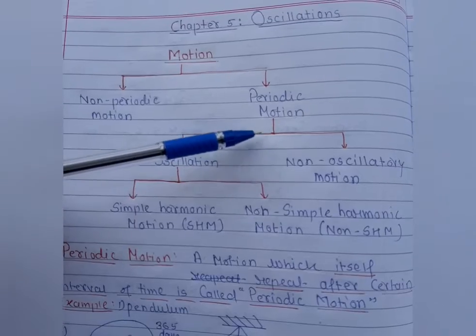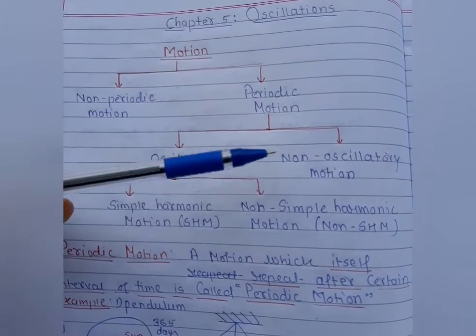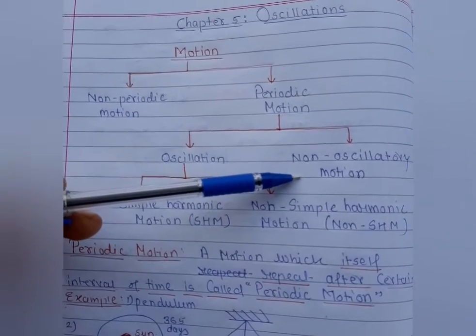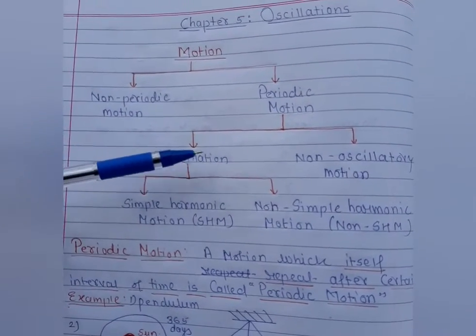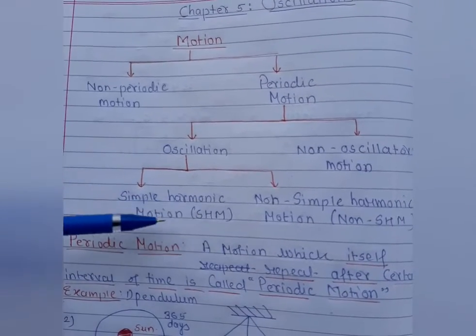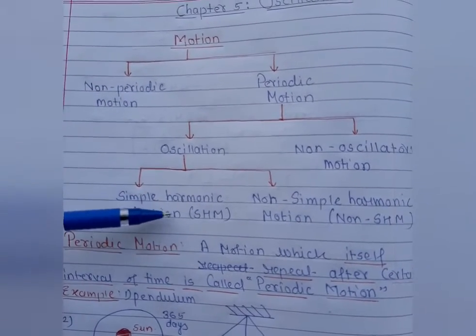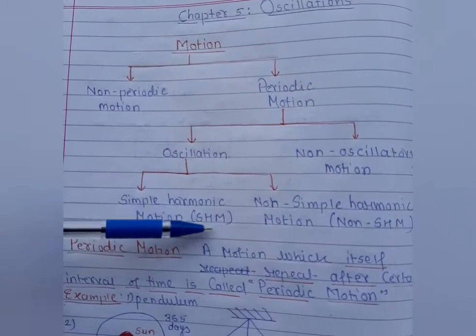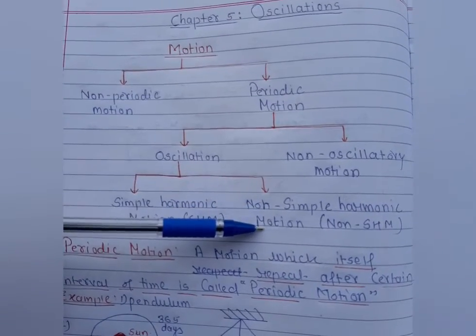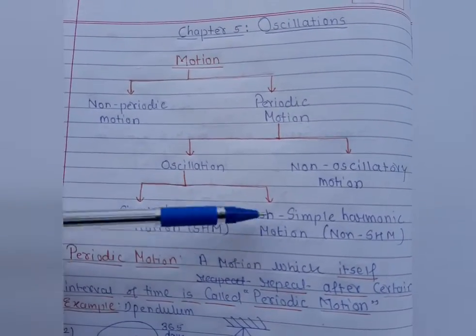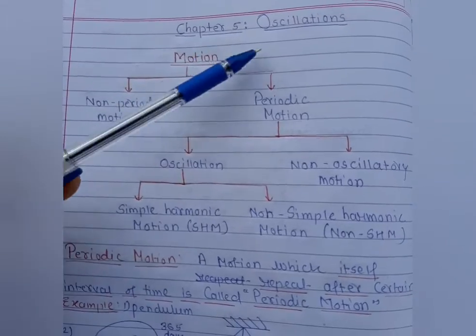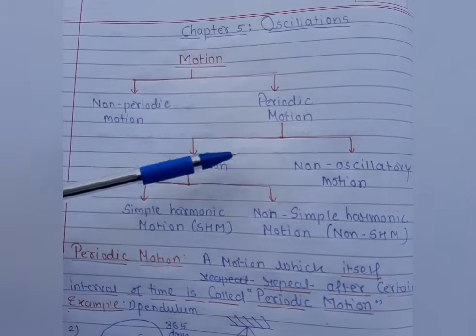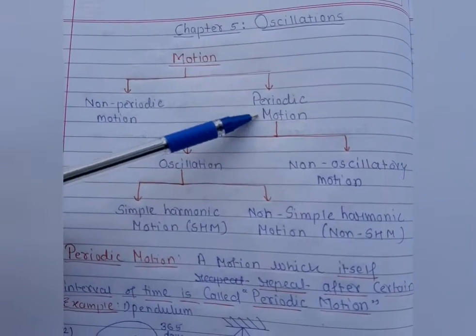So let us discuss first about periodic motion. Periodic motion is divided into two parts, that is oscillatory motion and non-oscillatory motion. And oscillatory motion, that is oscillation, is again divided into two parts: simple harmonic motion, also known as SHM, and non-simple harmonic motion. So here we have the chart for this chapter. It means in this chapter we are dealing with this chart only. Clear? So let's move on to the first concept, periodic motion.